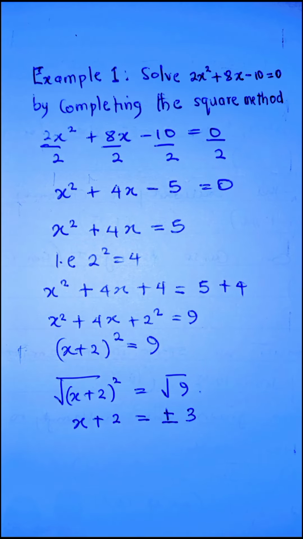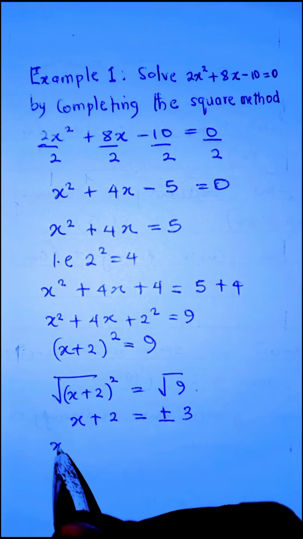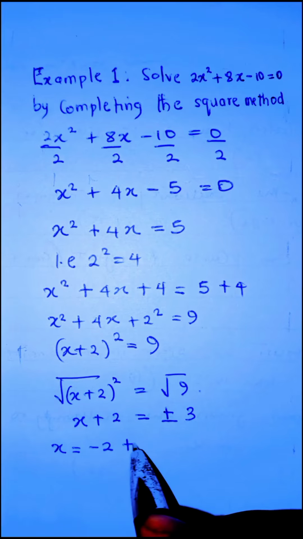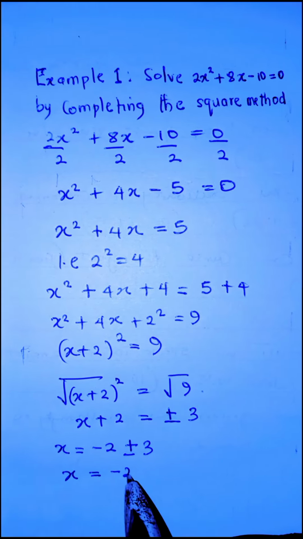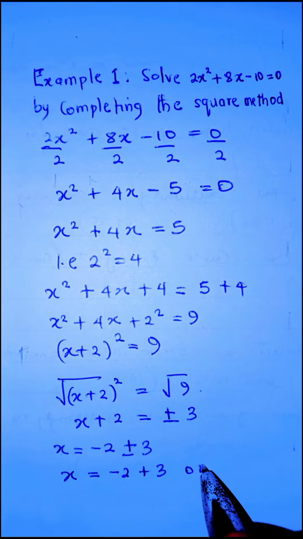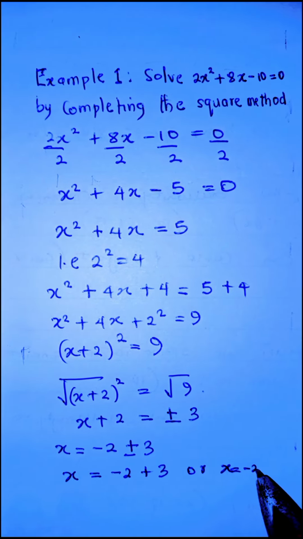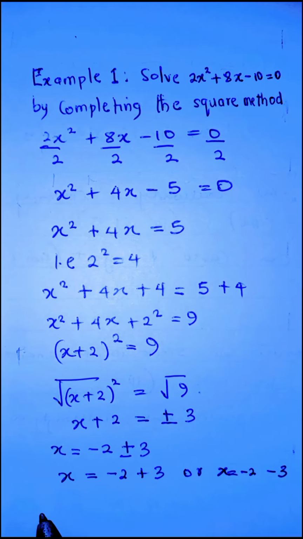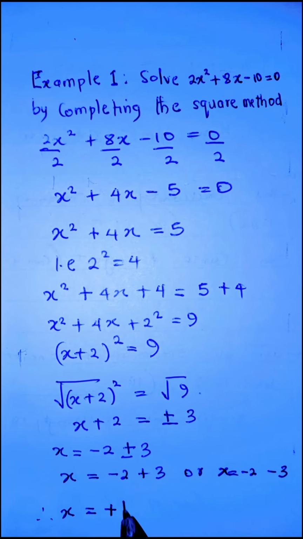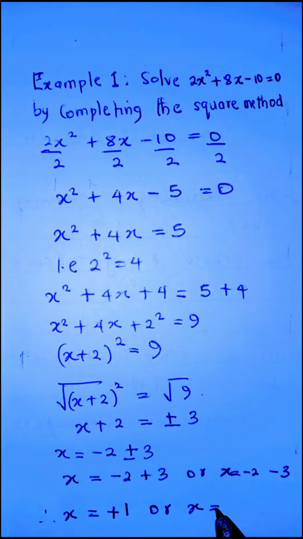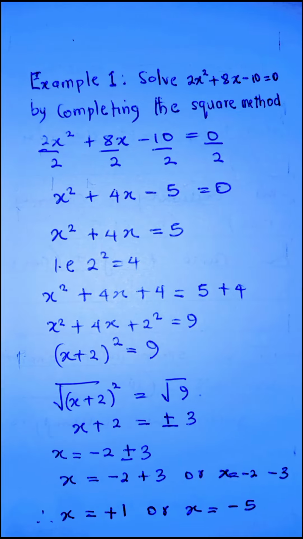So the next thing to do is to solve for x. So in solving for x, we're going to have x is equal to minus 2 plus or minus 3. So therefore, x is equal to minus 2 plus 3, or x is equal to minus 2 minus 3. So we're going to have x will be equal to plus 1, or x is equal to minus 5. Now this plus 1 can also be written as 1.